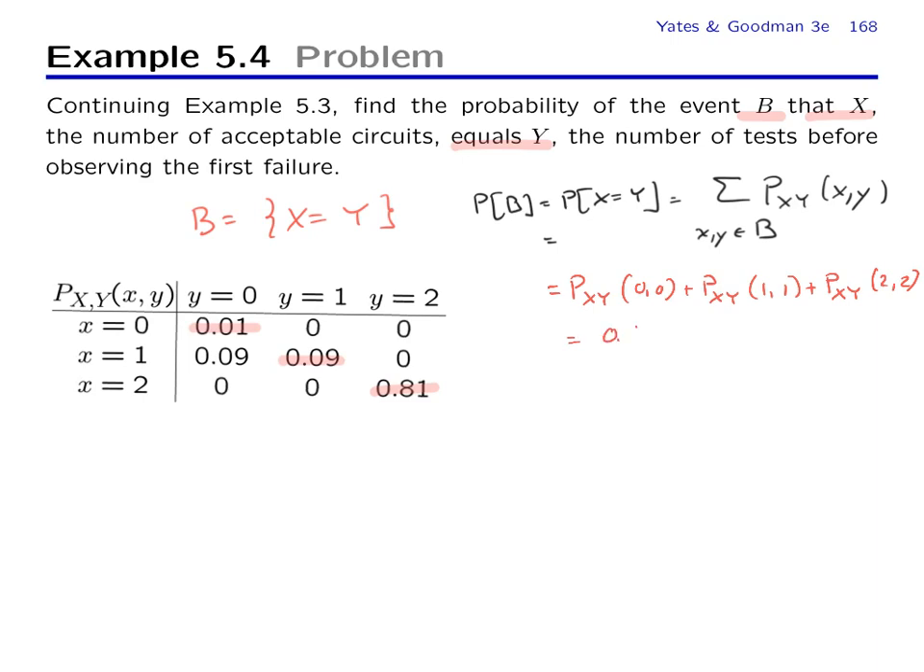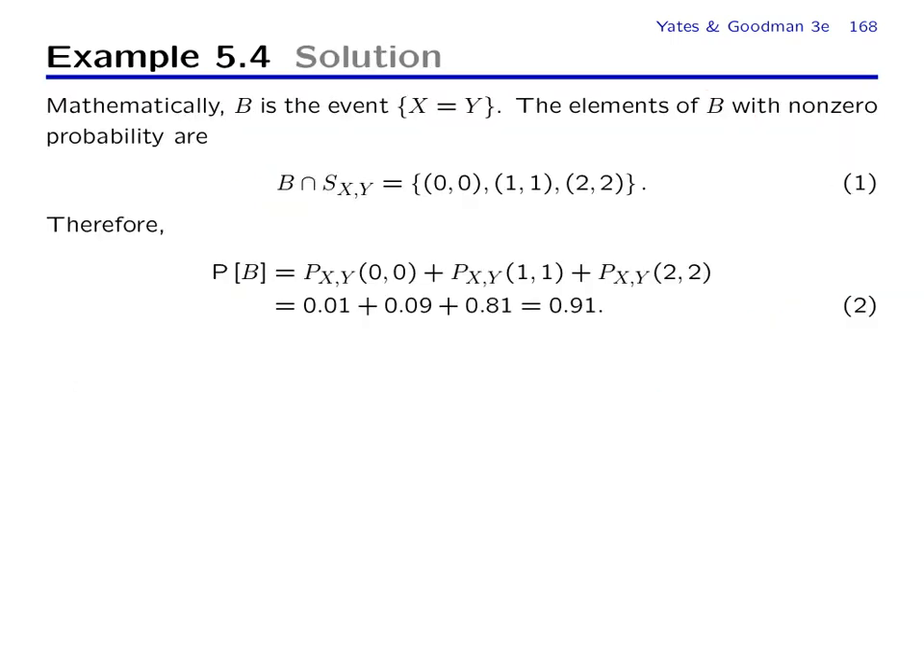This is 0.01 plus 0.09 plus 0.81. And if I did this correctly, we have 0.91 is the final answer. Yay, I did it right. So we got the right answer.